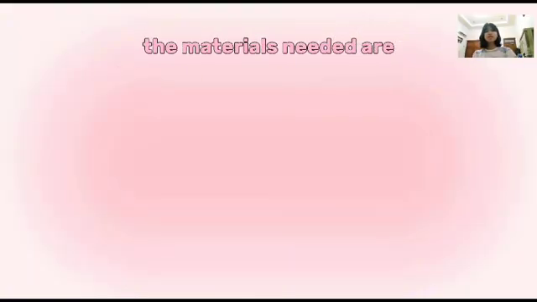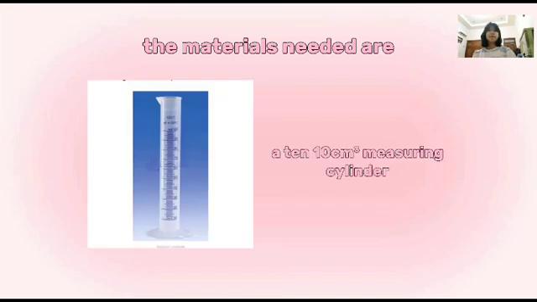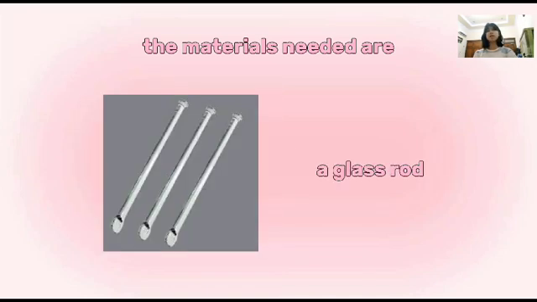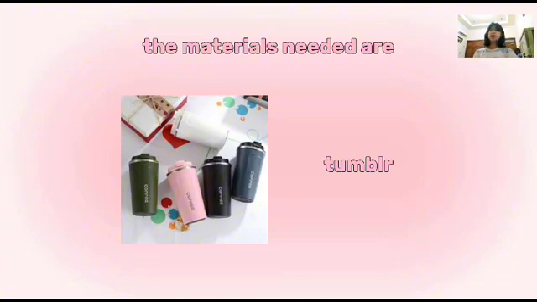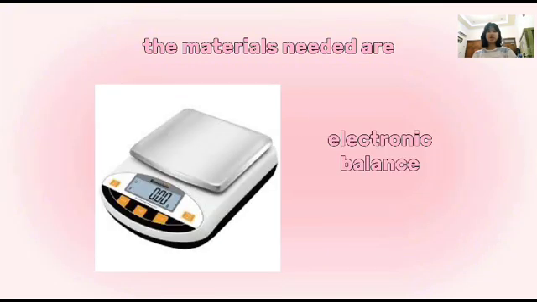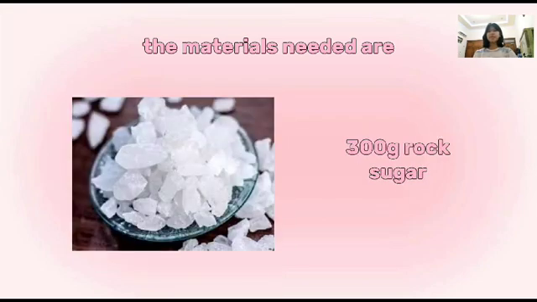The materials needed are a beaker, a 10 cm³ measuring cylinder, a thermometer, a filter paper, styrofoam cups, a glass rod, tumbler, spatula, stopwatch, an electronic balance, 300 grams of fine sugar, and 300 grams of rock sugar.